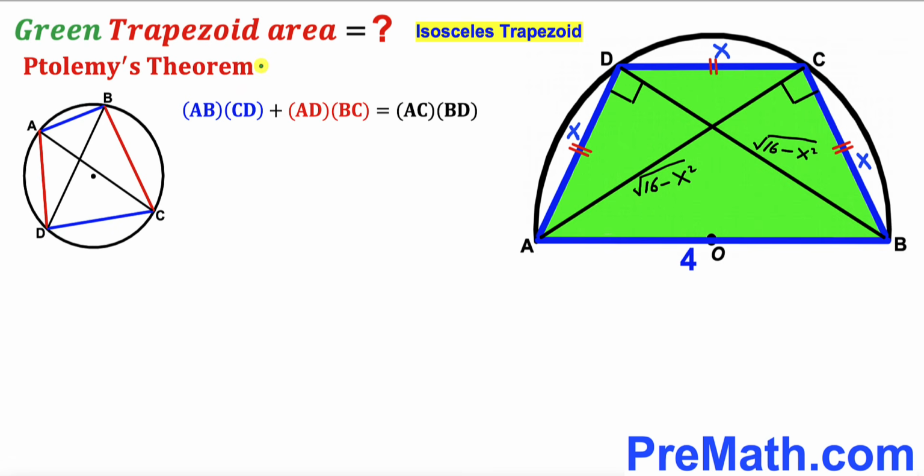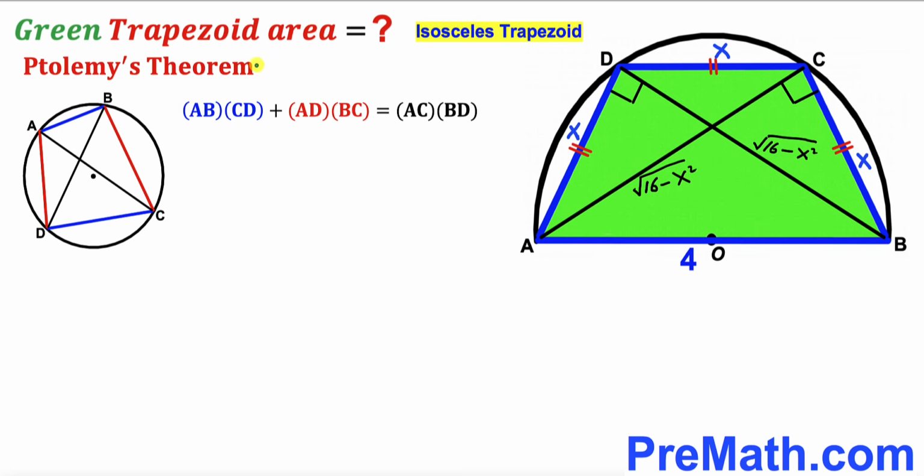And now let's recall Ptolemy's theorem. As you can see in this given diagram, we have this cyclic quadrilateral ABCD along with these side lengths AB, BC, CD and AD, and the diagonals AC and BD.